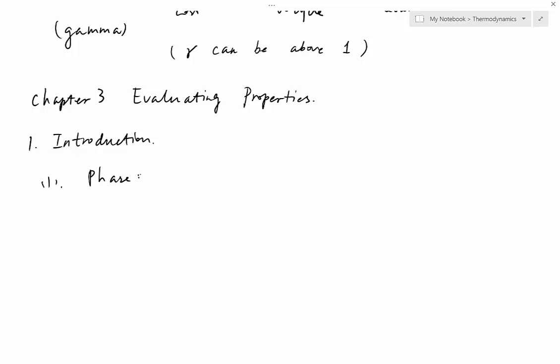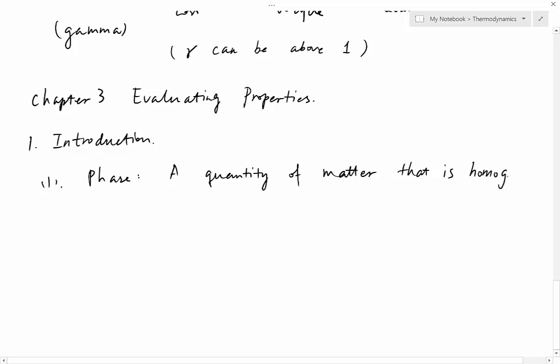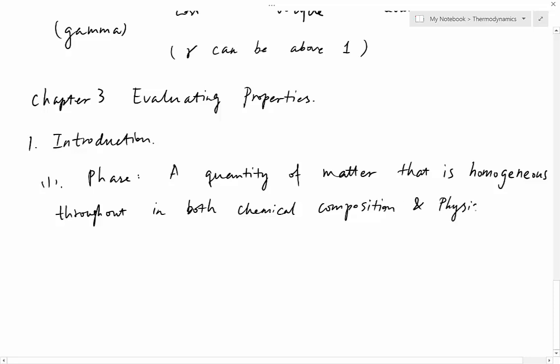And then what's the definition of a phase? Phase is a quantity of matter that is homogeneous throughout in both chemical composition and physical structure. That's the definition of a phase.